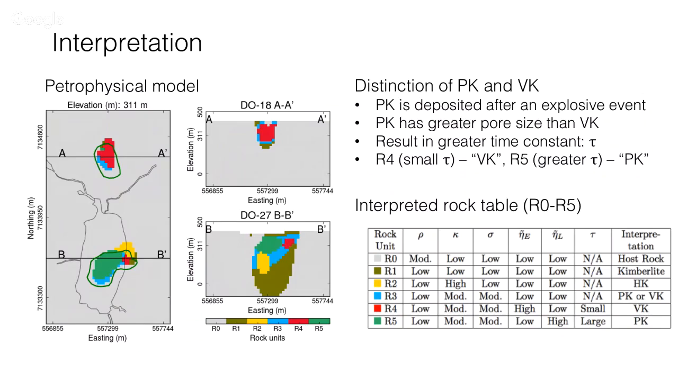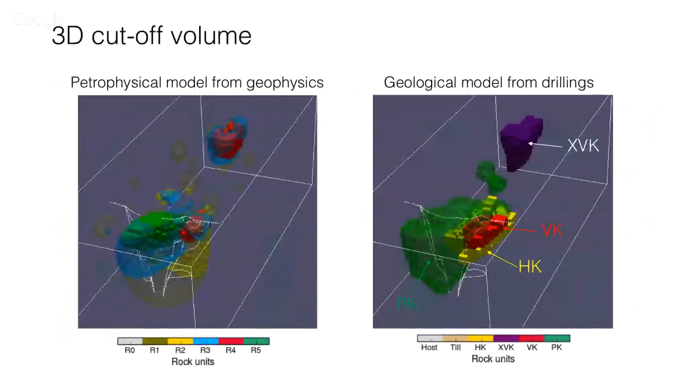So rock unit 1, for instance, has low density, low susceptibility, low conductivity, low chargeability, early and late. Rock unit 4 is low density, moderate susceptibility, moderate conductivity, high early time, low chargeability. That's another classification, and those are related to particular kinds of kimberlite rock. So you put all that together, and you can imagine the amount of work here.